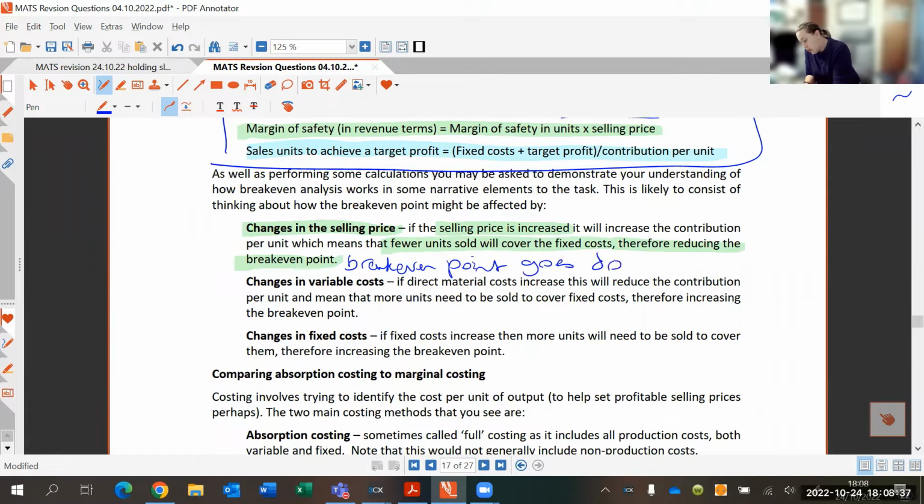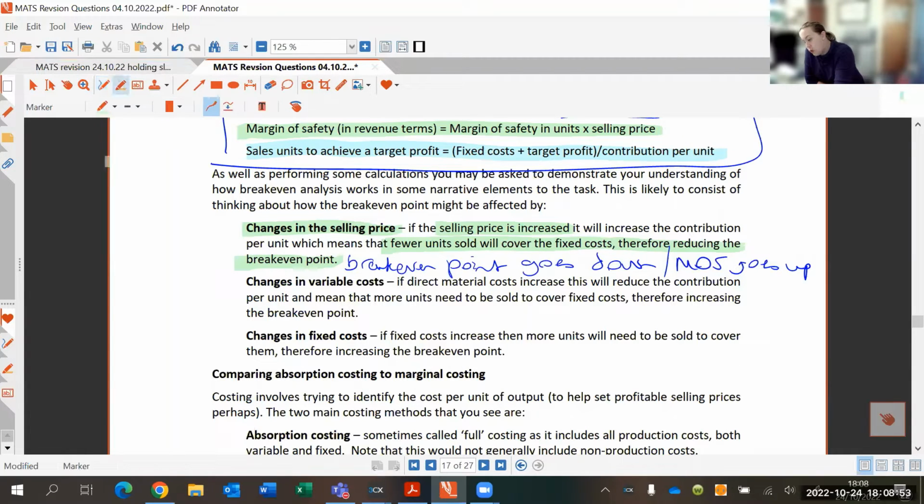And also your margin of safety goes up. I'm going to change margin of safety to MOS. That tends to go up because you're going to have a lower break-even point. There's more gap between your break-even point and the number of units that you're planning to sell.